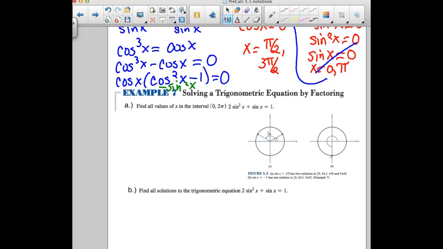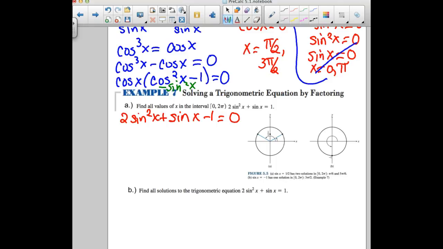All right, looking at our second example here on this page, example 7, it says to solve the trig equation by factoring, find all values of x in the interval from 0 to 2 pi where 2 sine squared of x plus sine of x equals 1. So let's get everything to one side again since we're going to be trying to factor. We've got 2 sine squared x plus sine of x minus 1 equals 0. And then let's go ahead and factor that.